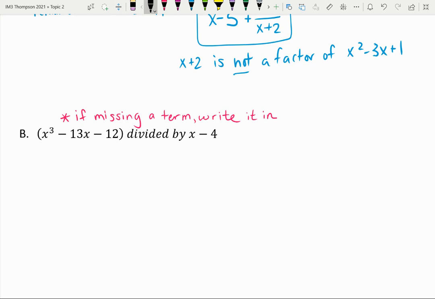All right, so B, same directions. Now I do have an added note there. It says, if missing a term, I'm going to write it in, just like I was doing when I was factoring binomials. You'll see here for my polynomial, I've got x cubed minus 13x minus 12. When I look at the degree of my terms, I have a degree 3, a degree 1, and a degree 0. I'm missing this term. I have to have that placeholder. It's super crucial. So I'm going to write it in. I have x cubed, and I'm missing the squared term, so I'm going to write in 0x squared minus 13x minus 12.